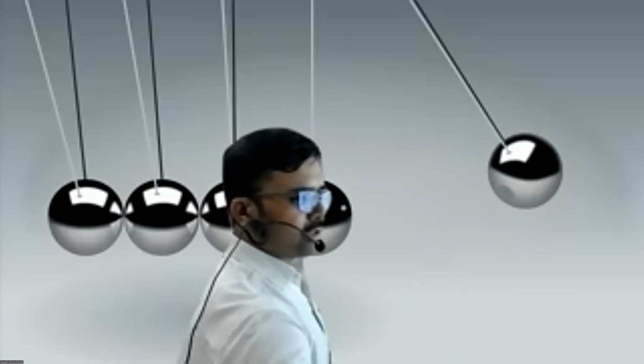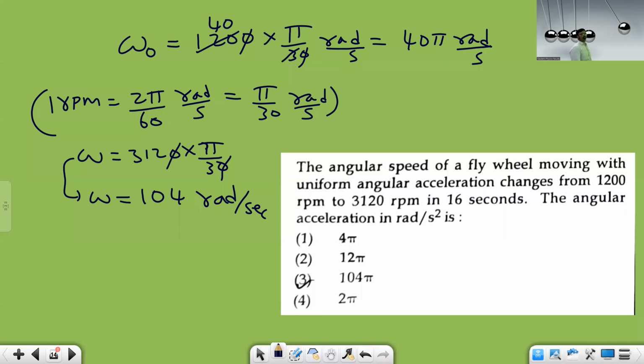So we are going to discuss this one. The angular speed of a flywheel moving with uniform angular acceleration changes from 1200 RPM to 3120 RPM in 16 seconds. The angular acceleration in radian per second square, they're asking.